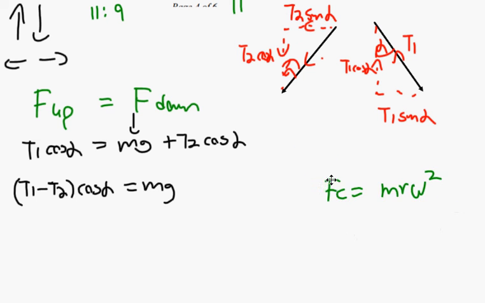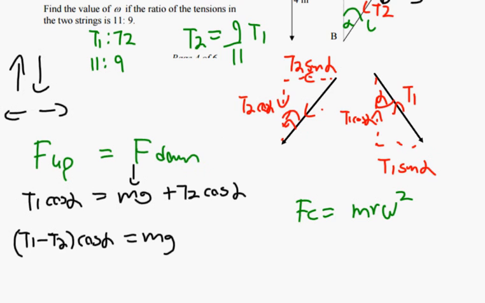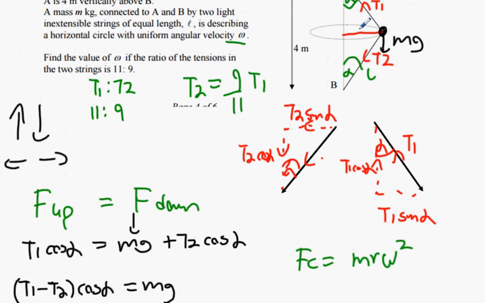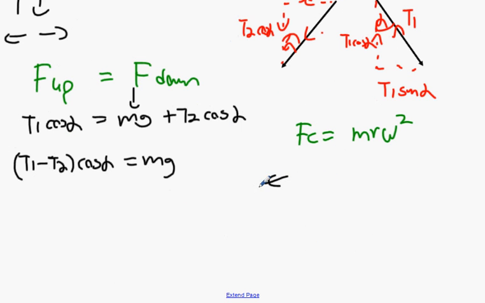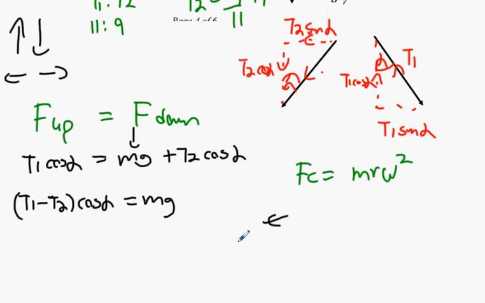Next, I go to my FC value. FC is centripetal force. Centripetal acceleration is always directed back in towards the center. So in our case, we're looking for forces left. Okay? So what's going left? What's going left is this. We have T1 sine alpha plus T2 sine alpha equals m r omega squared. Okay, so m r omega squared.